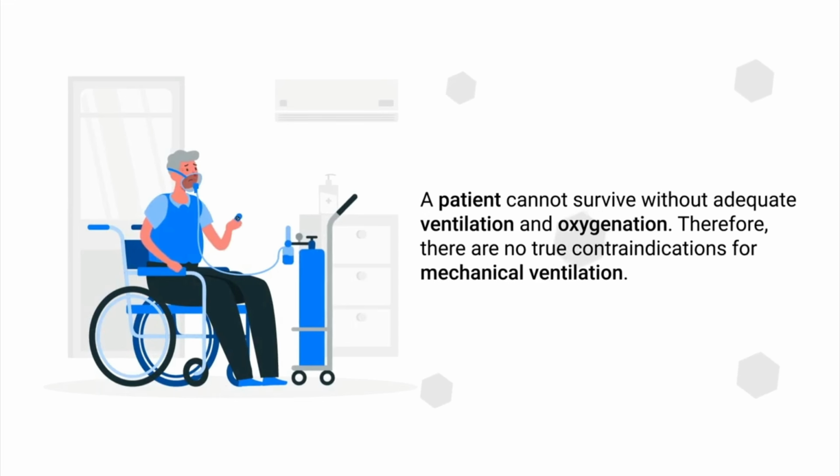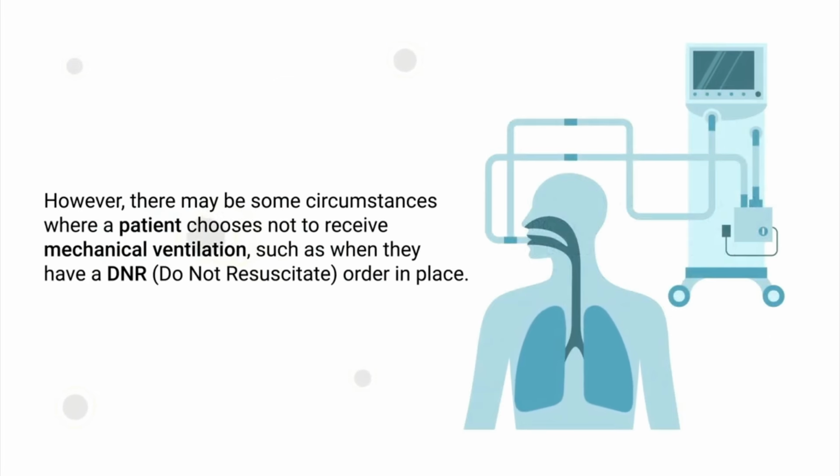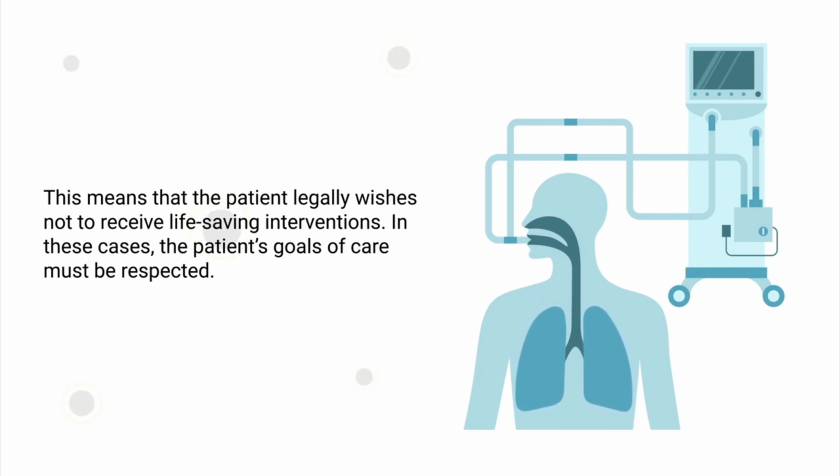A patient cannot survive without adequate ventilation and oxygenation. Therefore, there are no true contraindications for mechanical ventilation. However, there may be some circumstances where a patient chooses not to receive mechanical ventilation, such as when they have a DNR order in place. This means that the patient legally wishes not to receive life-saving interventions. In these cases, the patient's goals of care must be respected.